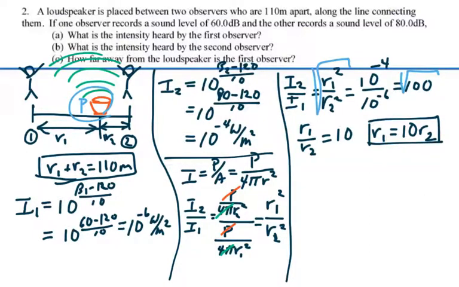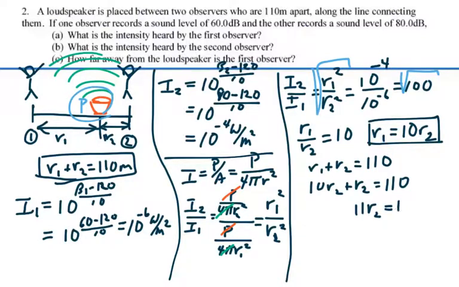Nice to know. That means that since r1 plus r2 is 110, we have that 10 r2 plus r2 is 110, or in other words, 11 r2 is 110 meters. So r2 is 110 divided by 11, or 10 meters. And for that matter, r1, which is 110 minus r2, is equal to 100 meters.